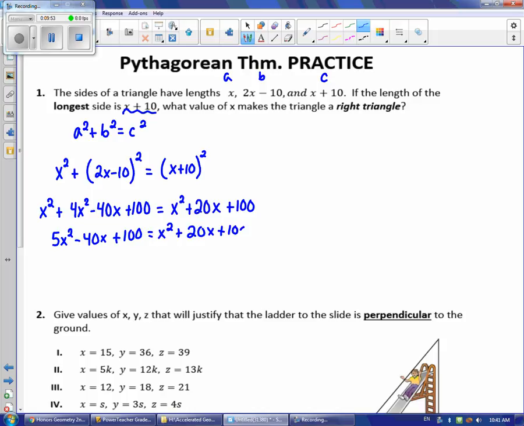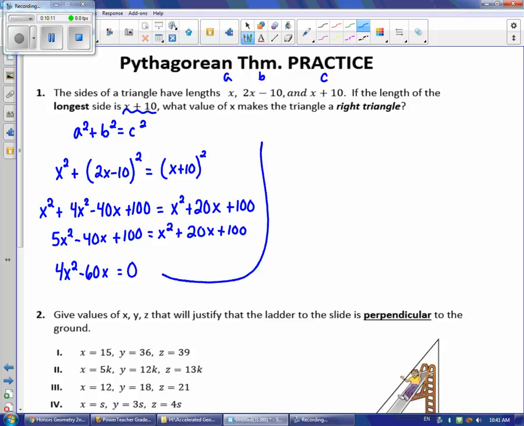And I want to start subtracting everything to one side. Okay, so if I subtract an x squared, I'm left with a 4x squared. And if I subtract 20x, I get negative 60x. And then if I subtract 100, they cancel out. So I'm left with 4x squared minus 60x equals 0.